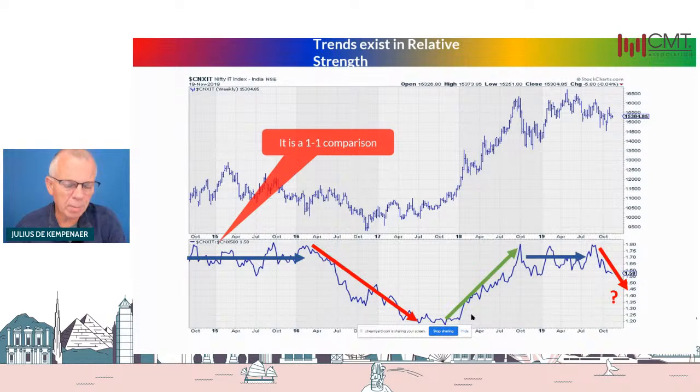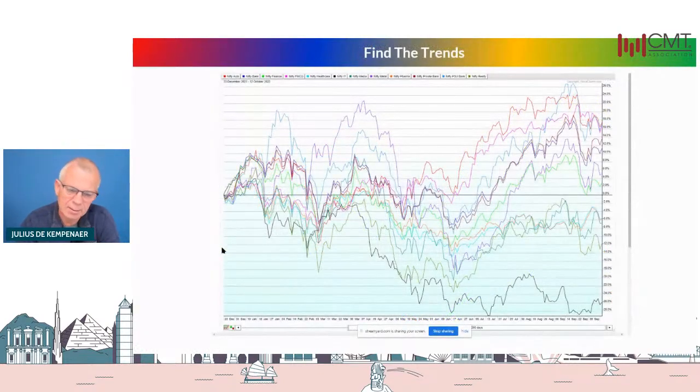Now, the problem with this basic relative strength, which I call raw relative strength, is that it is a one-on-one comparison. So you can only make a decision between those two ticker symbols here. And when you want to add more sectors to a graph, this is how relative strength over history for a number of sectors is usually presented. It quickly becomes messy.